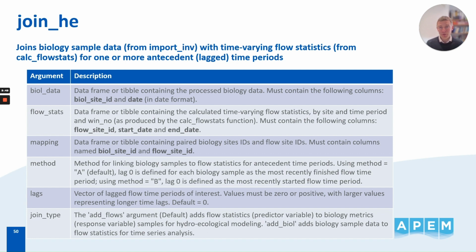You can see also from the table here that there's a number of other arguments which give us quite a lot of control and flexibility about how we then join the biology and the flow statistics data sets. This is one of the more complicated functions in the HE toolkit. So on the next few slides, I'm just going to take a moment to talk you through each of those arguments in turn.